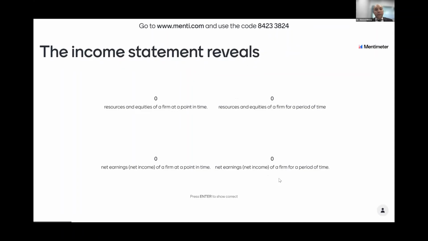So the next question is: what does the income statement reveal?